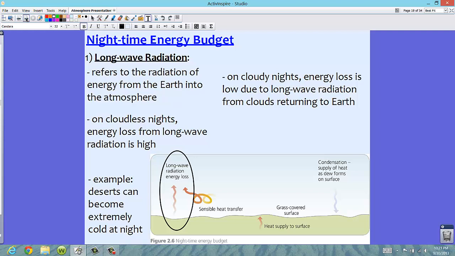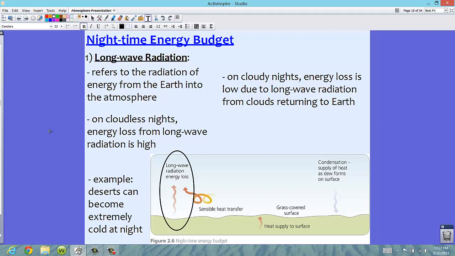This is the radiation of energy from the Earth into the atmosphere. So in our little figure here, it's already circled for you. Now, on cloudless nights, energy loss from long wave radiation is high. Yet on cloudy nights, energy loss is actually low due to long wave radiation from clouds returning to the Earth. So clouds actually form sort of like a barrier between the atmosphere above and the Earth below. So cloudless nights basically mean that long wave radiation has no place to get absorbed into. Yet on cloudy nights, those clouds are able to absorb that long wave radiation from the ground.